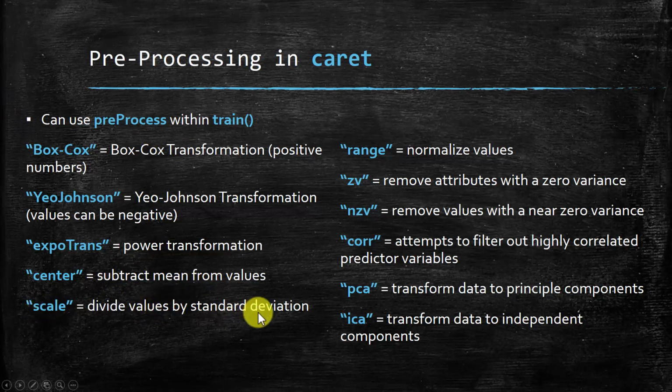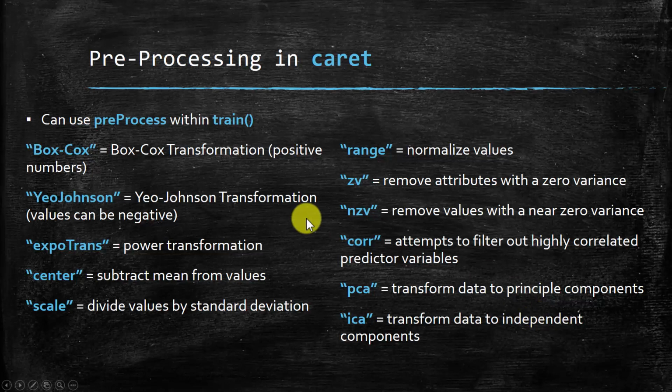If you have an algorithm like K nearest neighbor or like SVM, which is somewhat sensitive to scale, it's generally a good idea to center and scale the data. Range normalizes the data based on range. NZV removes values with a near zero variance. So if you have predictor variables where there's just not much variability and thus not much information, you can remove them. Corr attempts to filter out variables that are highly correlated with each other. PCA will produce principal components from the raw data. And then ICA produces independent components.